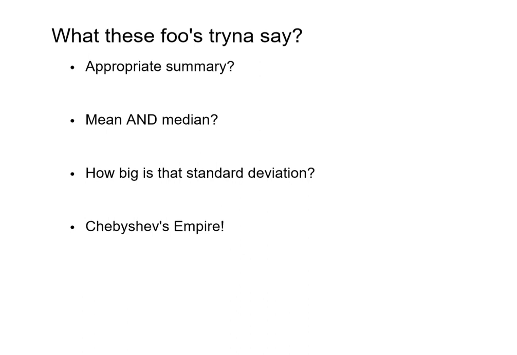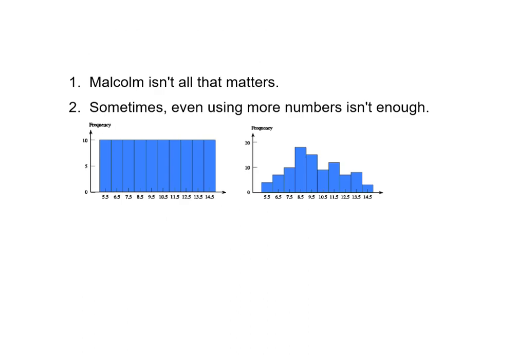Remember, Chebyshev's rule can be used for any data set, but the empirical rule can only be used for normal distributions. So we have a word to the wise here. We've got some cautions, we've got some limitations. Malcolm isn't all that matters. If you remember that show Malcolm in the Middle, yep.